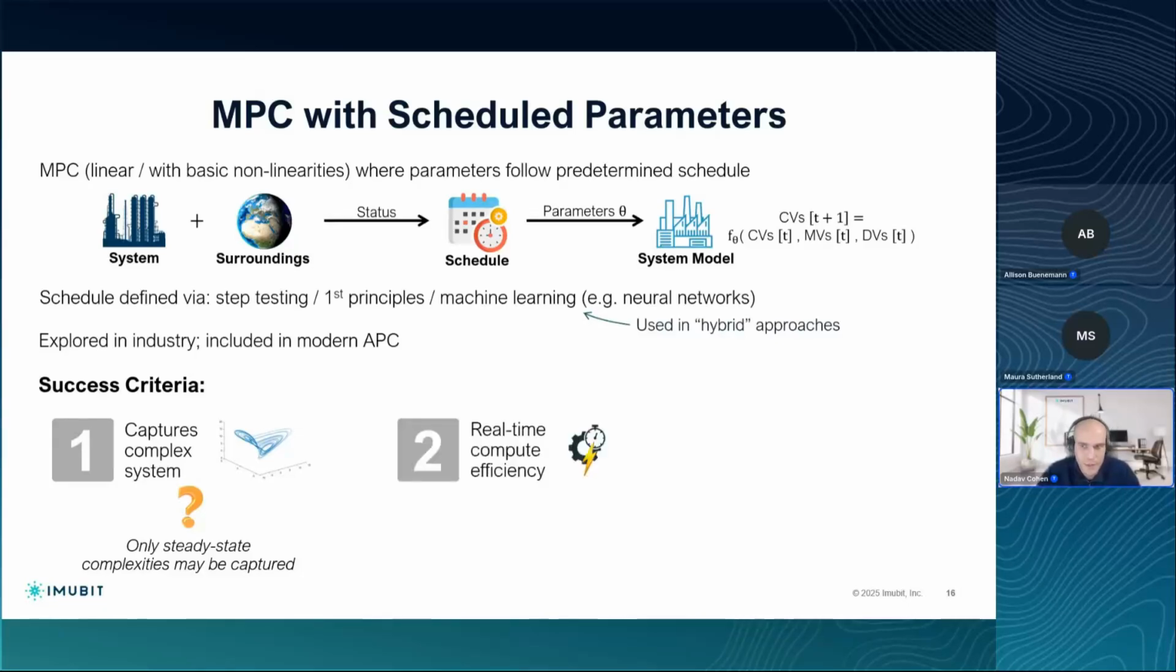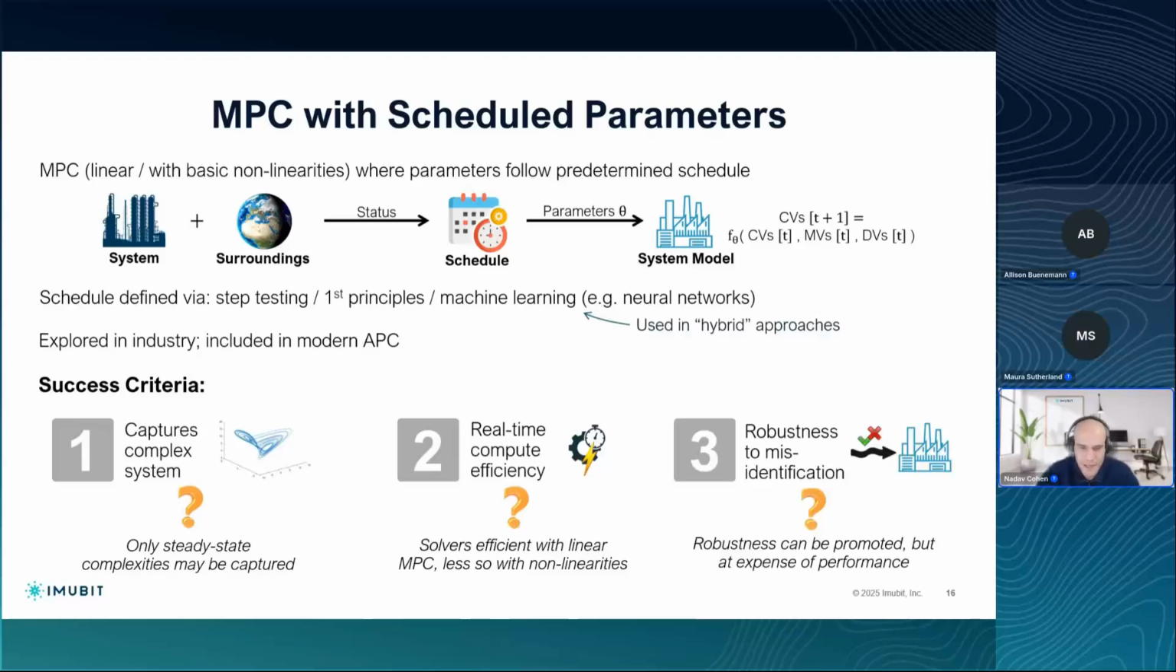In terms of the real-time compute efficiency, the situation is exactly like it was before, because running the schedule is typically very, very quick. And then the solver will be the same as it was before. You got the parameters from the schedule, and you're just dealing with a linear or a basic nonlinear MPC. And with robustness to misidentification, the situation is also similar to what it was before, because at a given point in time, when you run the solver, you are facing a linear MPC or a basic nonlinear MPC, and you can apply the same robustness methods like you could before, and they will take the same toll in terms of performance, the quality of the control moves, like they did before.